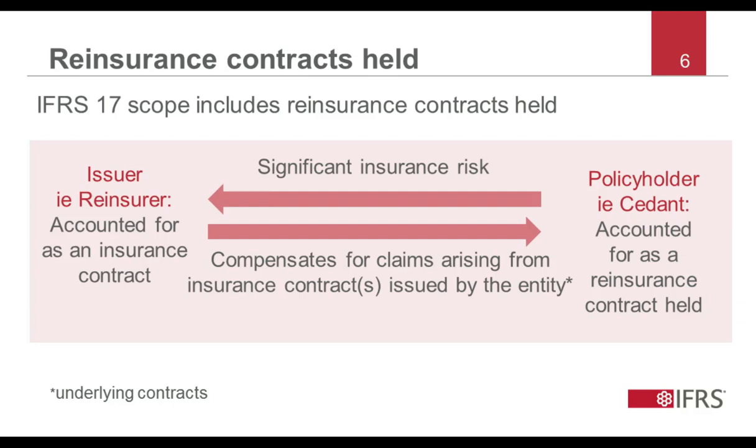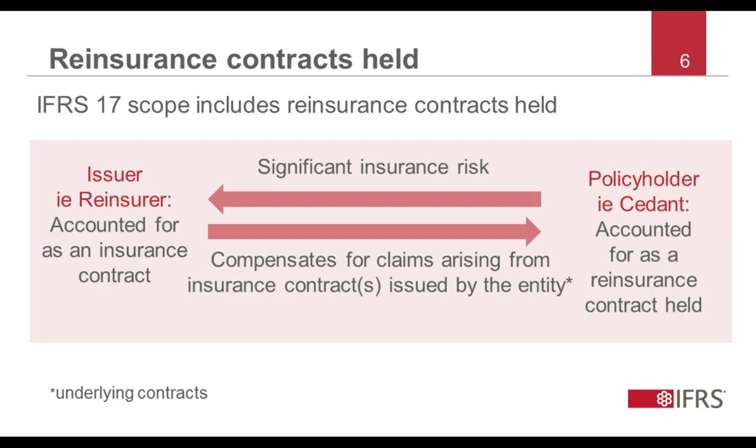Let's start with the reinsurer. The reinsurer accepts significant insurance risk relating to the underlying insurance contracts issued by the cedant. The reinsurer agrees to compensate the cedant for claims arising from those underlying insurance contracts. A reinsurer applies the insurance contract requirements in IFRS 17 to reinsurance contracts it issues.